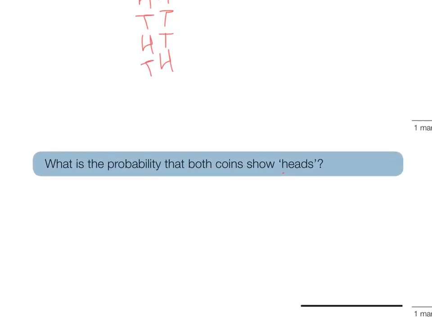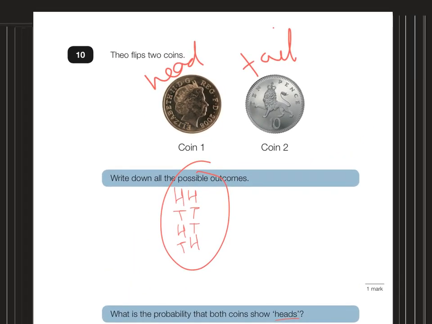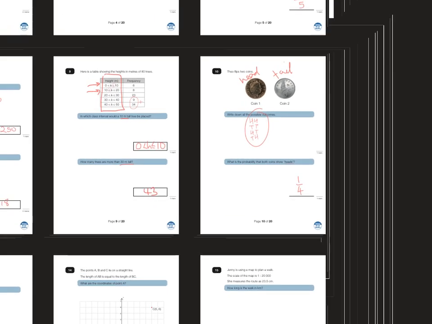Probability that they both show heads. Well, out of the 4 outcomes, only one of them is heads, heads. Some of you said it was 1 out of 3, but heads and then tails is different from tails and then heads, especially as we've got a 2p and a 10p. But it would be different anyway. Those are considered as separate outcomes.